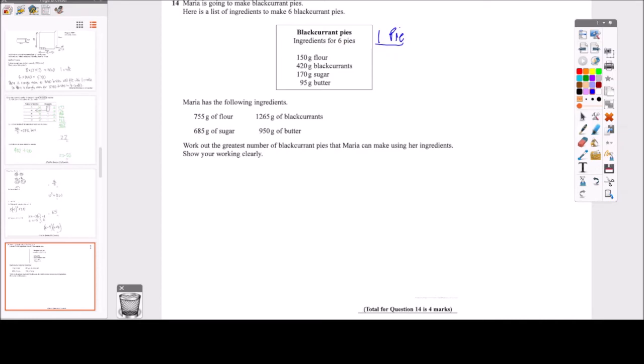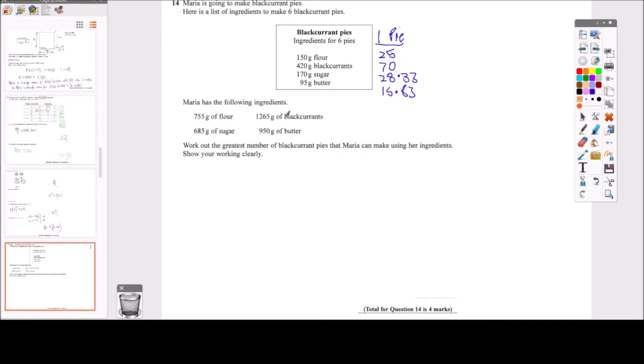So starting off with the flour, 150 divided by 6 is 25. 420 divided by 6 is 70. 170 divided by 6 is 28.3 recurring, so let's call that 28.33. And for the butter, 95 divided by 6 is 15.83 recurring, let's call that 15.83. So that's how much of each ingredient I need to make 1 pie.